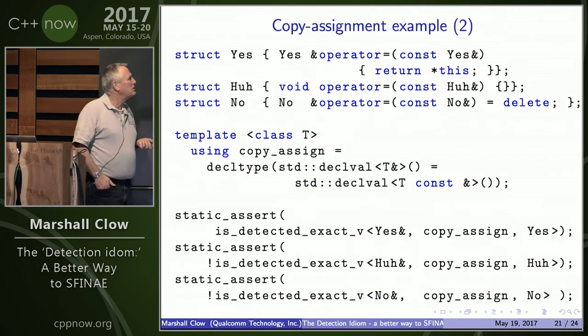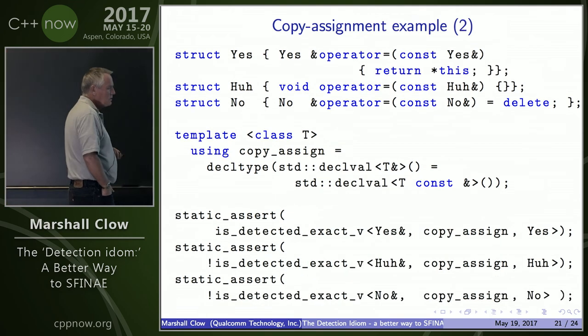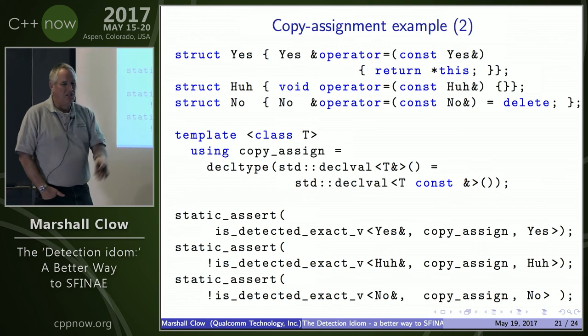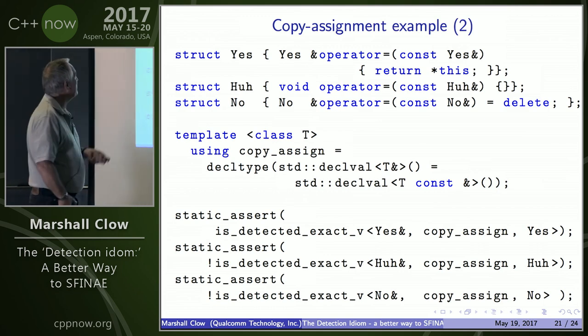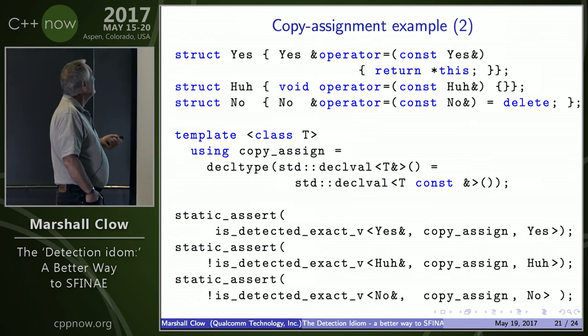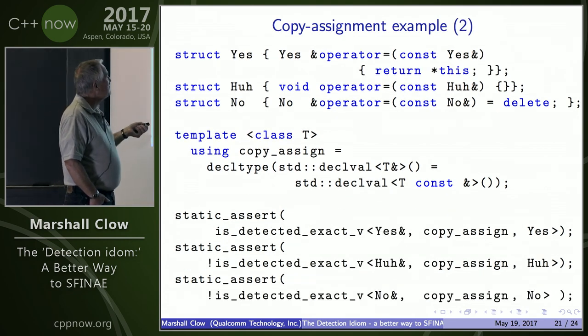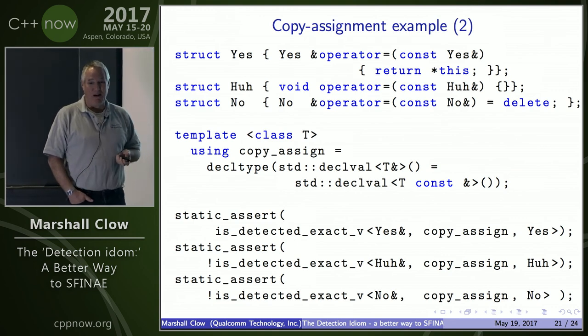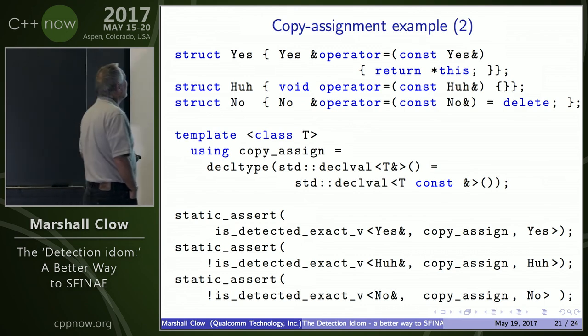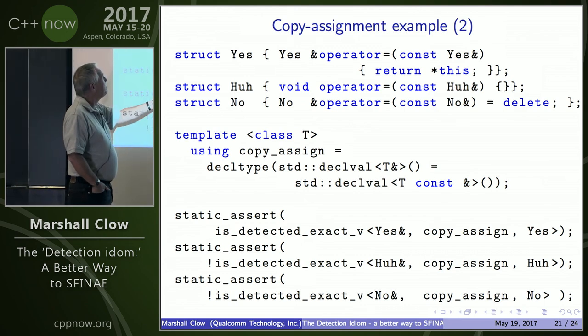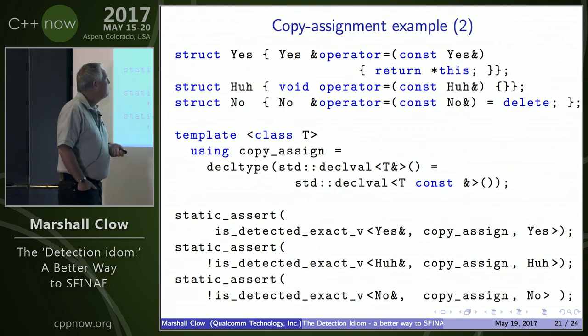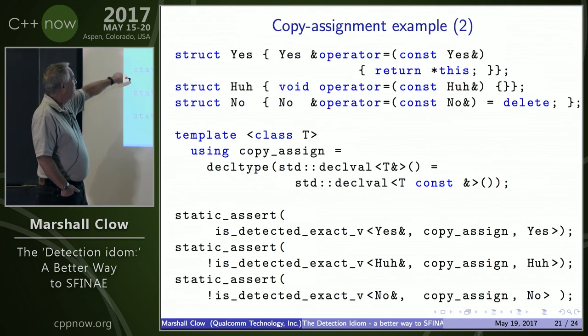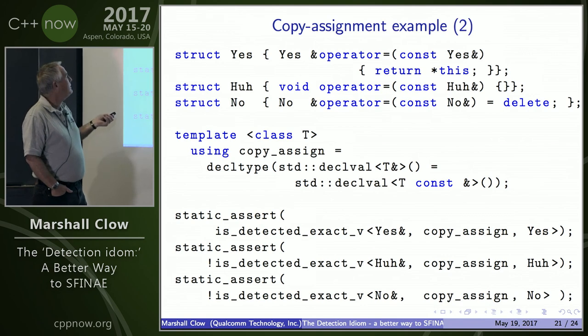OK, but suppose you wanted to be more precise. You wanted to say, does this actually have a sane assignment operator? Same three classes. We had No deleted last time. The reason I did delete here instead of just leaving it out is because the compiler might generate a copy assignment operator by default, and I didn't really want that. Everything from here up is the same as the last slide, even though they're on different lines.